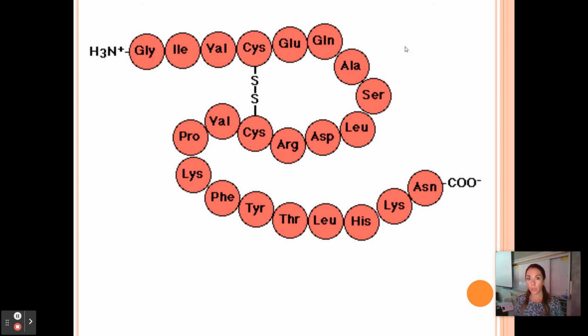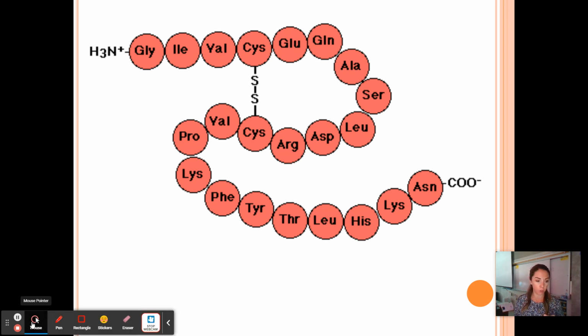So go ahead and keep working on that worksheet. You have your notes for today, and you've got those drawings. Tomorrow we will talk more about how they're built into proteins and all the different functions. We have more functions to memorize.